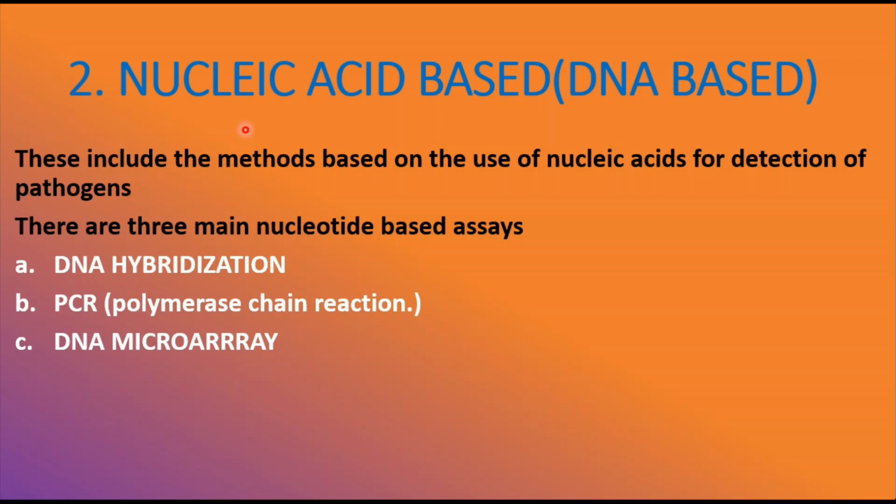Then moving to the second type of methods, that is nucleic acid based or DNA based. Here these include especially the nucleic acids for the detection of pathogens. Previously, we tried to find the specific antigen or antibody, and in the second method, we are going to have methods based on the DNA. So, what are those? DNA hybridization, then PCR, that is polymerase chain reaction, then DNA microarray.